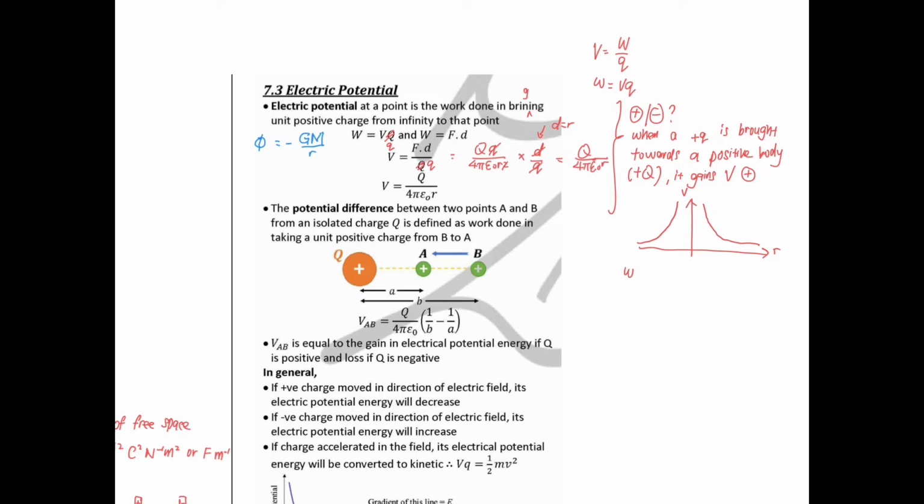So the second situation, when a negative Q is brought towards a positive body, which is positive Q, so it loses V. So V is negative. Something like this will happen. The graph will be like this. V versus R. The graph is going down.